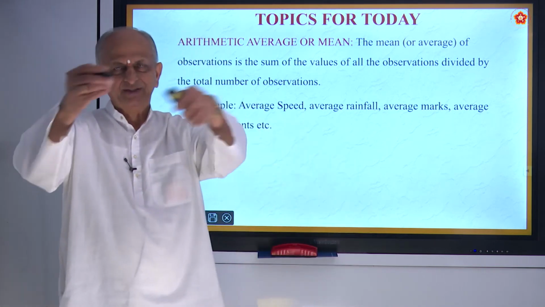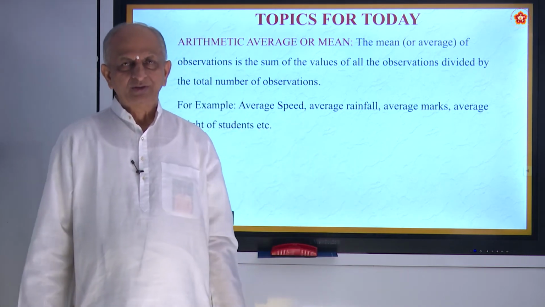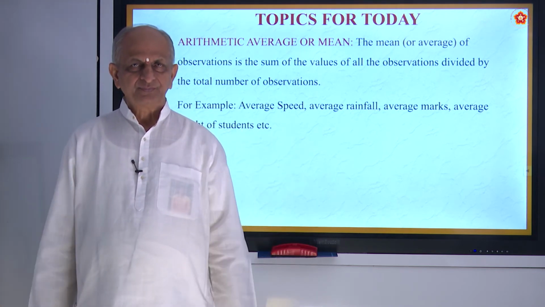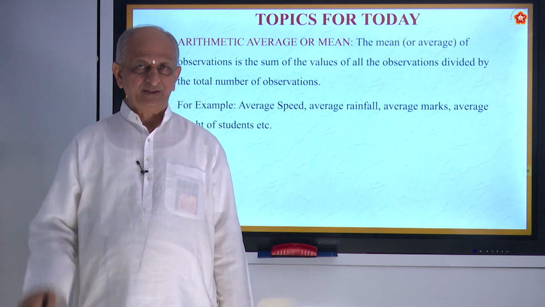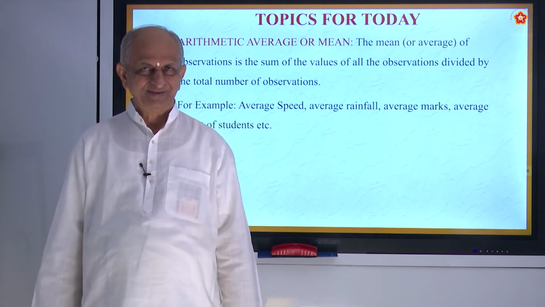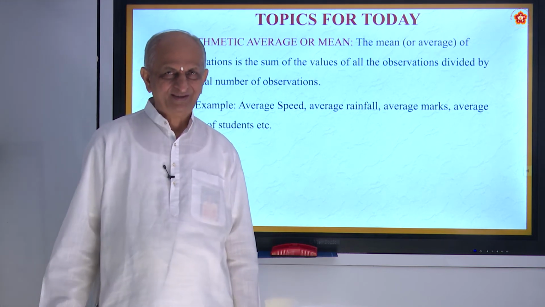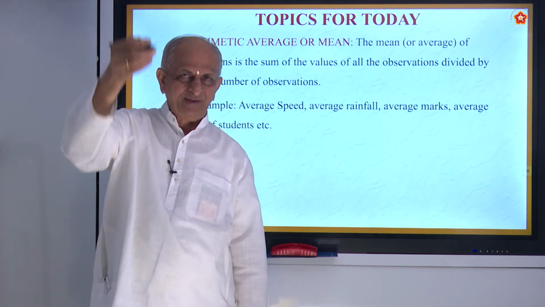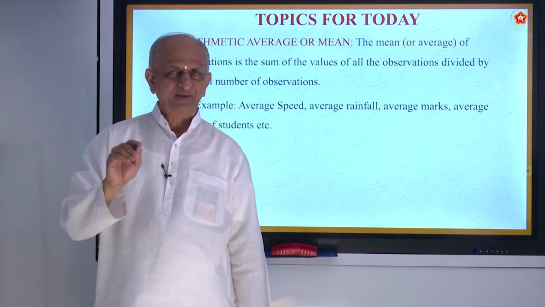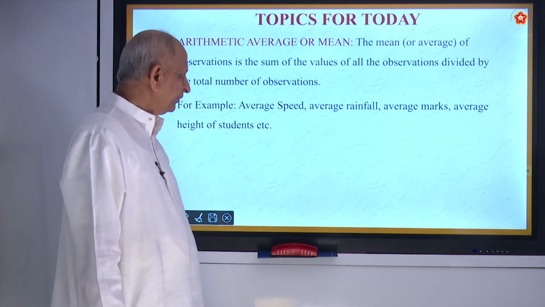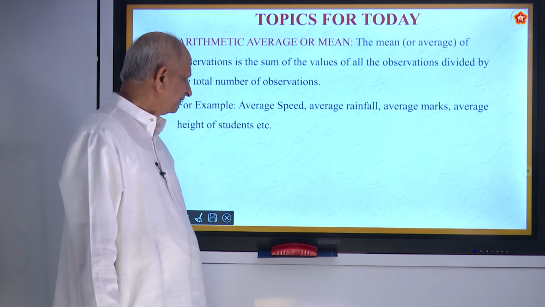Suppose you take the class as a whole. We will have the heights of all the students, and then divide by the number of students, that gives the average height. Similarly, take all the weights, weighing scale, then you add all the weights of the students and divide by the number of students, that gives the average weight of the students, like that.